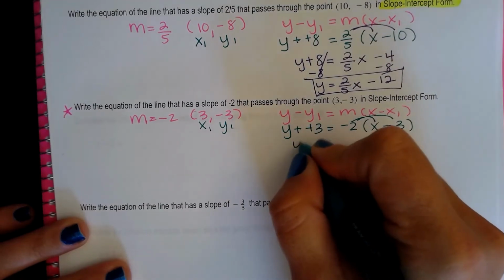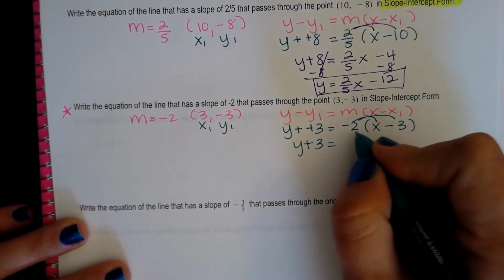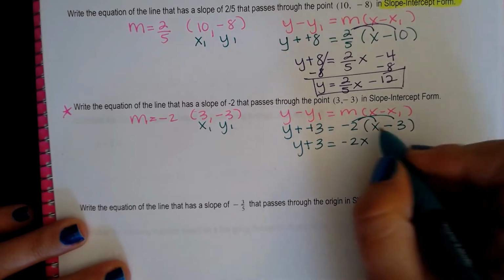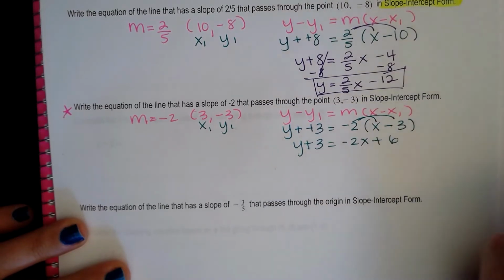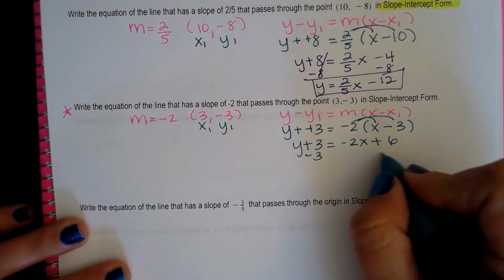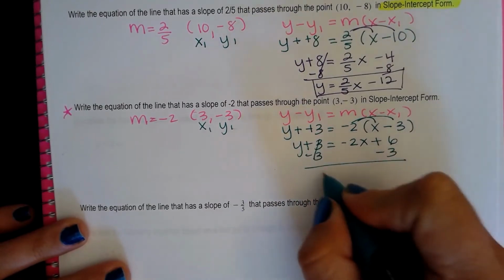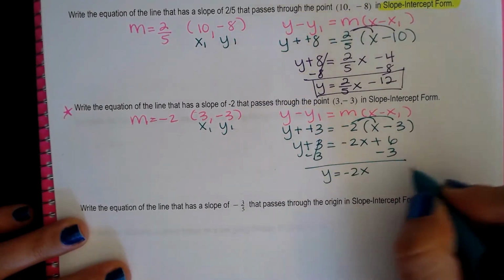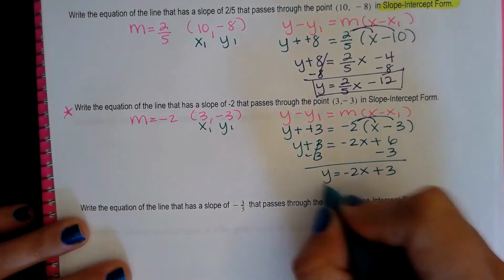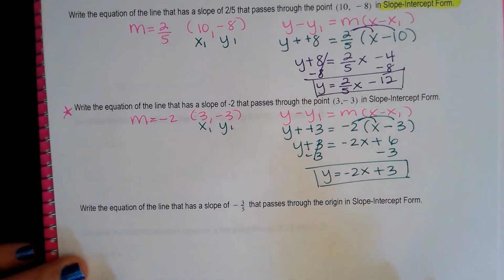Distribute the negative. So y plus 3 equals -2x plus 6. Subtract 3. And I get y equals -2x plus 3. Hopefully you guys got that.